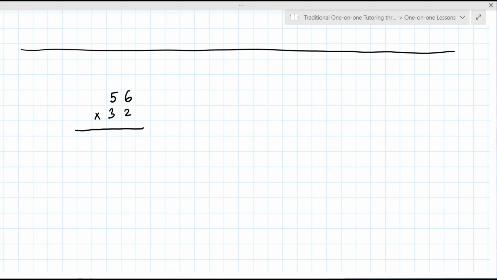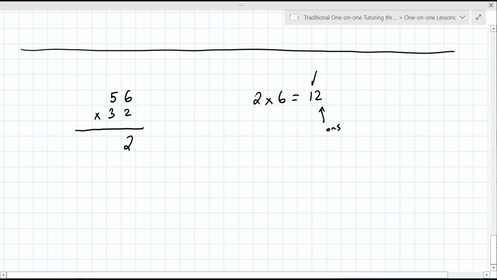So do you remember which two numbers we start with? To the right side. Yeah, the 2 times 6. And what is 2 times 6? 12. So you put the 2 in the ones position, and then the 1 becomes the carry. So we put a little 1 to the top left of the 5.